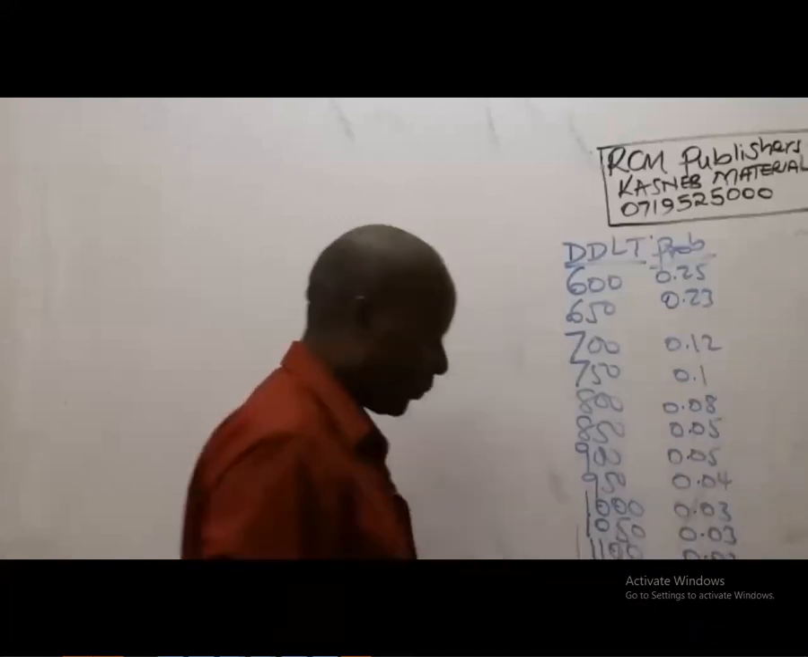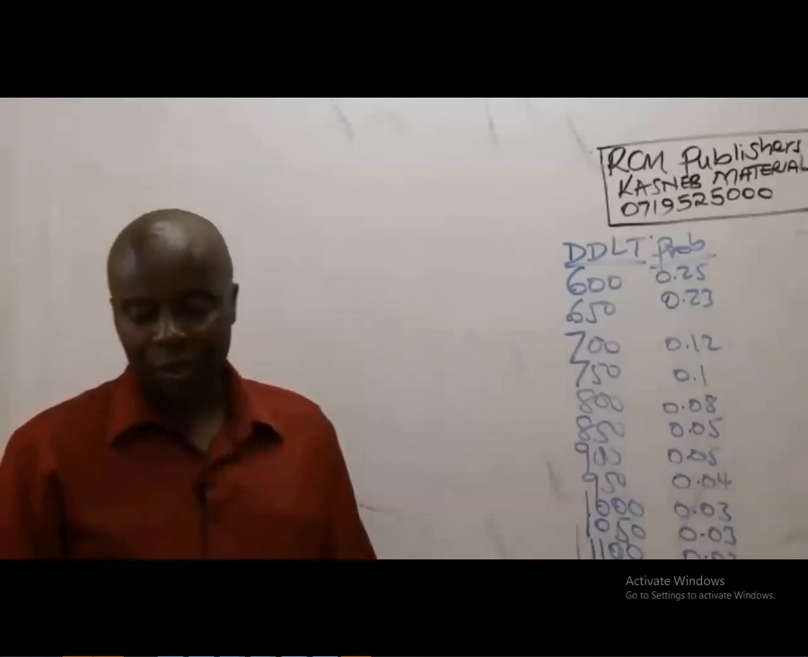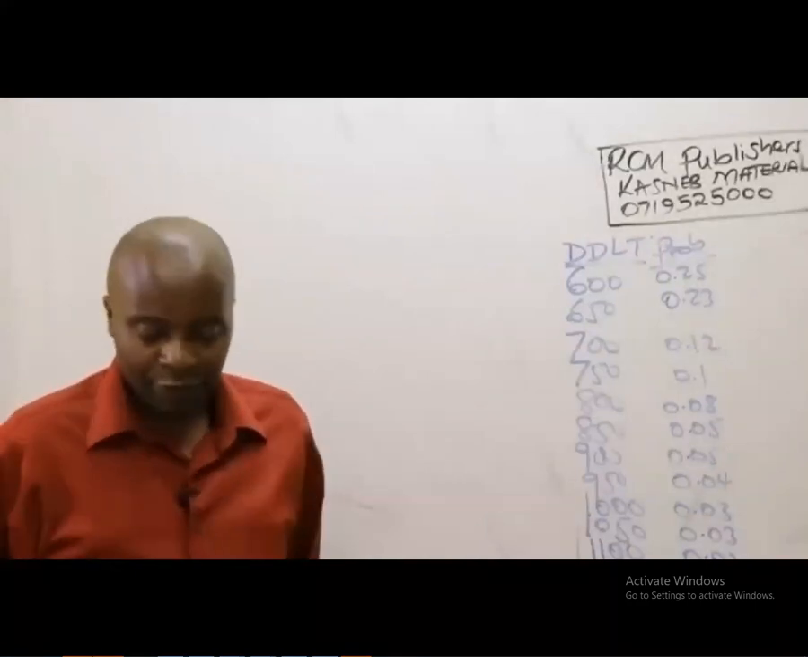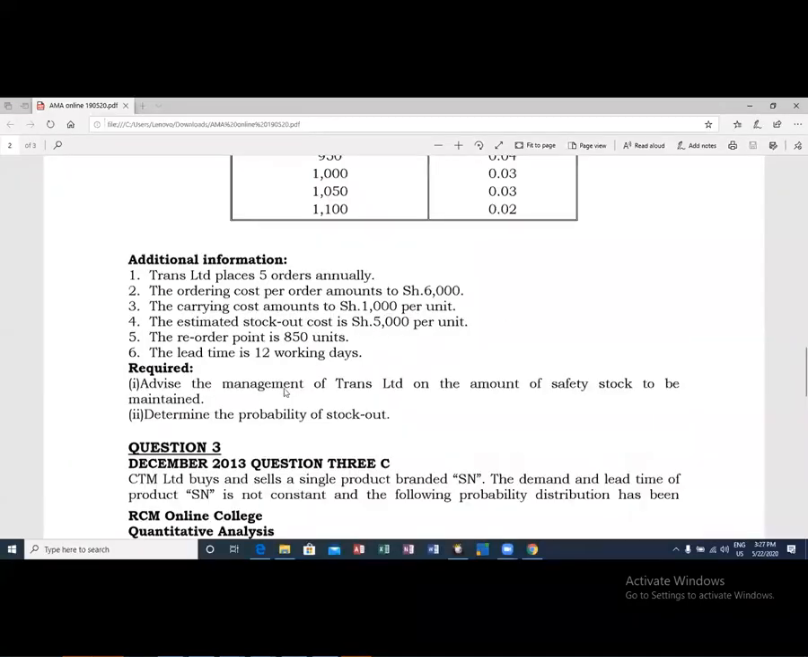Thank you very much. So please continue reading the additional information. Trans Limited places 5 orders annually. That is quite key in terms of getting the total stock out cost. When getting the total stock out cost, we must always use the number of orders in a year. Number 2, the ordering cost per order amounts to 6,000. That is key to us. The estimated stock out cost is 5,000 per unit.